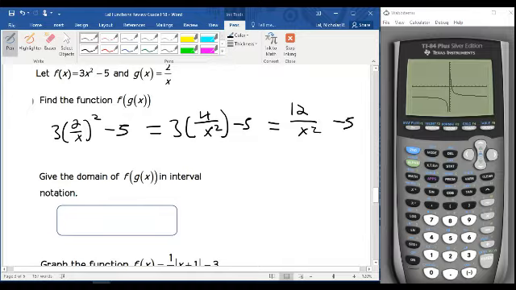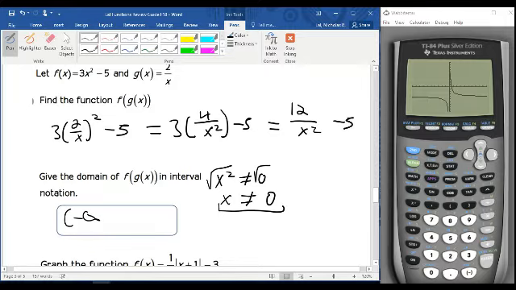And to find the domain, we need to know that you can never have a denominator equal to 0. So we have x squared cannot equal 0. Take the square root of each side. The square root of 0 is 0. X cannot equal 0. So because x cannot equal 0, in interval notation, that's going to be from negative infinity to 0, not inclusive, union 0 to infinity.